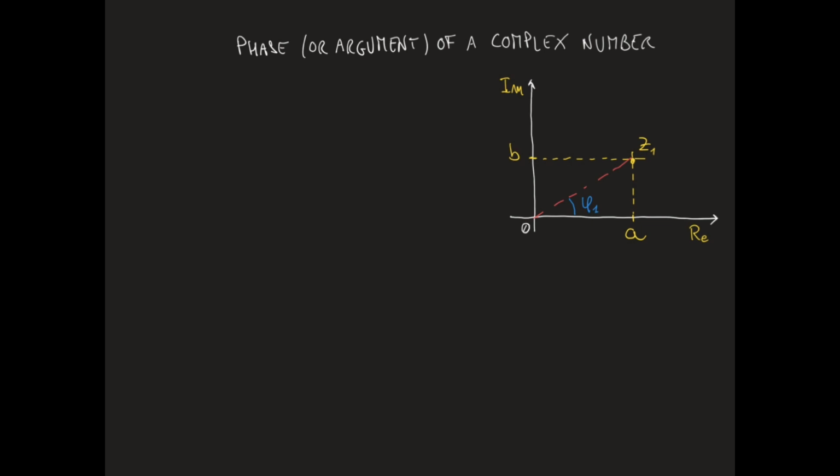We have already used the inverse tangent function to calculate the phase of a complex number. In particular, we said that if z1 is a complex number with Cartesian representation a plus jb, then the phase phi 1 of the complex number is given by the inverse tangent of the imaginary part divided by the real part.